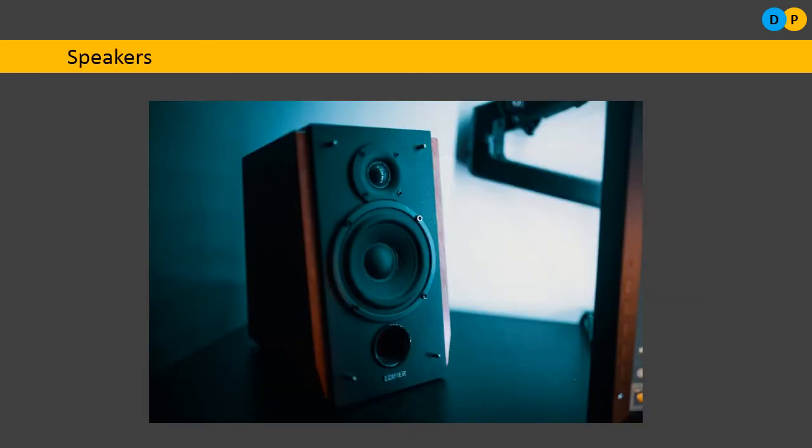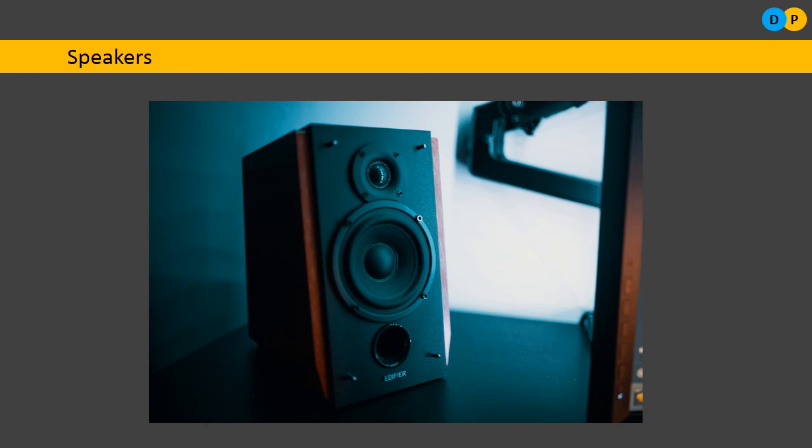Next one is speakers. You are already familiar with this other important output device, the speaker. Via a monitor or a printer we cannot expect output in terms of audio. But if you want output in terms of audio, then we have to consider a speaker. A speaker is an output device which is able to convert analog or digital signals into audio signals which the user can listen to.